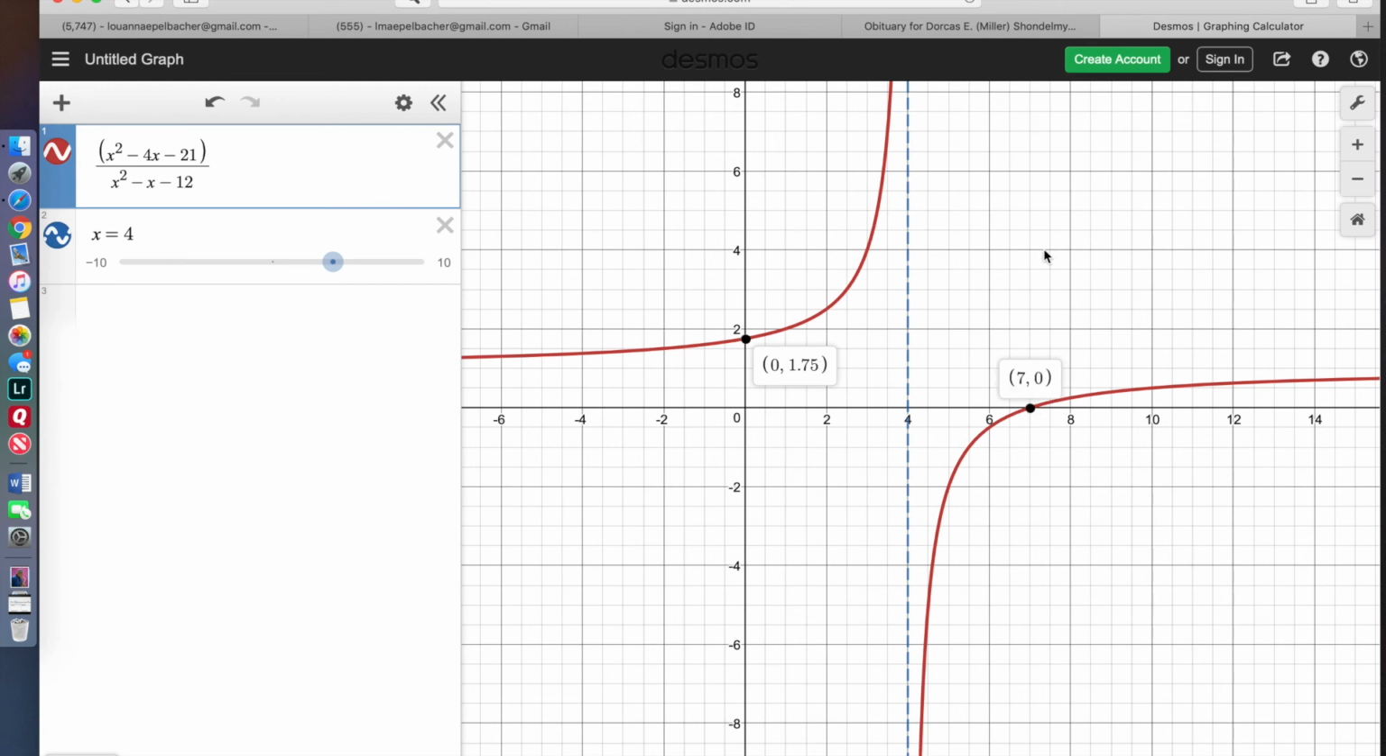The x-intercept here is at (7, 0), and that's if you set the numerator equal to 0 after you've canceled. So you cancel out that x plus 3, and then your other factor in the numerator, x minus 7, that's your x-intercept.